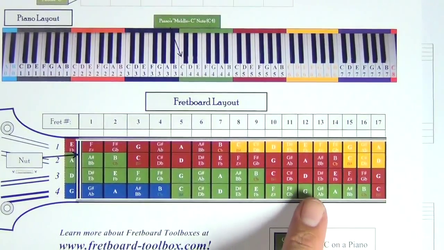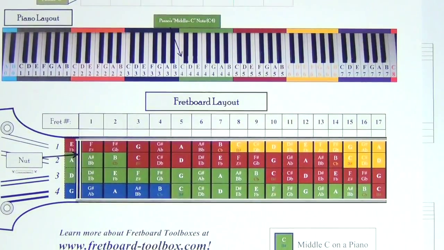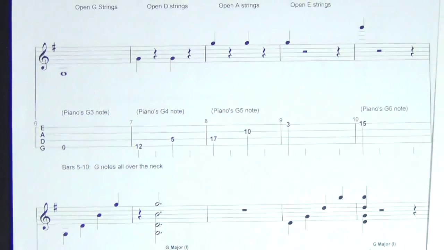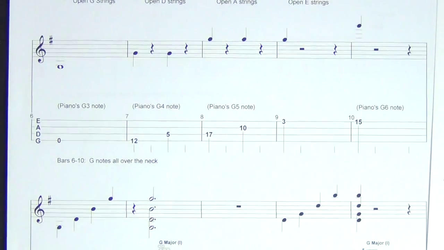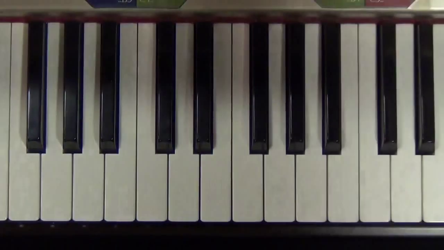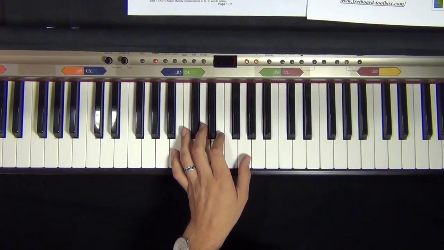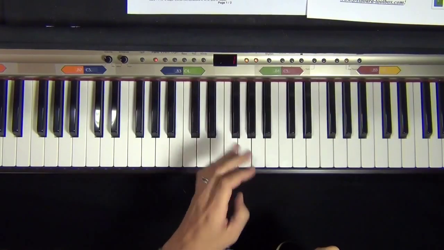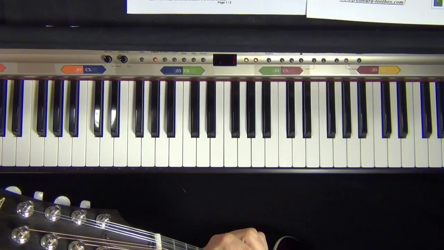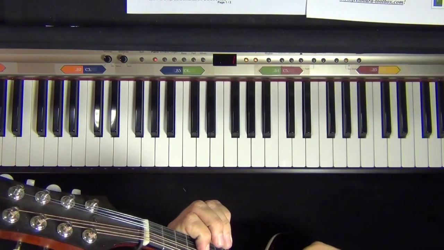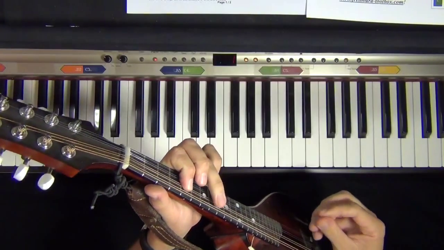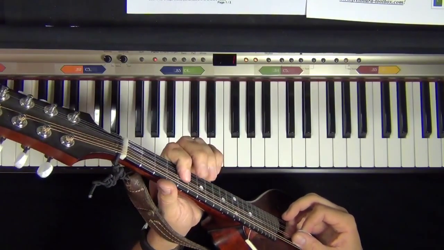That's a pattern you're going to see a lot on the mandolin. Let me show you those G4s real quick. So G4 is up here in the green. And then on a mandolin we have 12th fret and 5th fret. I'm going to show that again. 12th fret, 5th fret.